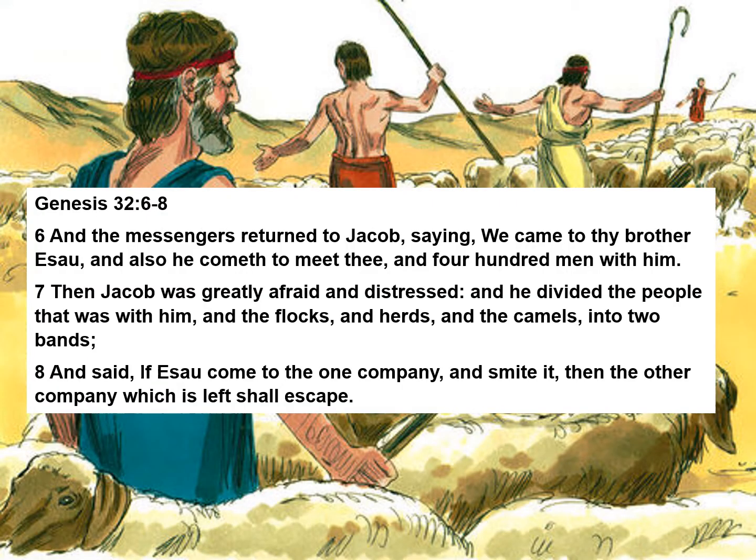Genesis 32:6-8. And the messengers returned to Jacob, saying, We came to thy brother Esau, and also he cometh to meet thee, and 400 men with him. Then Jacob was greatly afraid and distressed, and he divided the people that was with him, and the flocks, and herds, and the camels, into two bands. And he said, If Esau come to the one company and smite it, then the other company which is left shall escape.